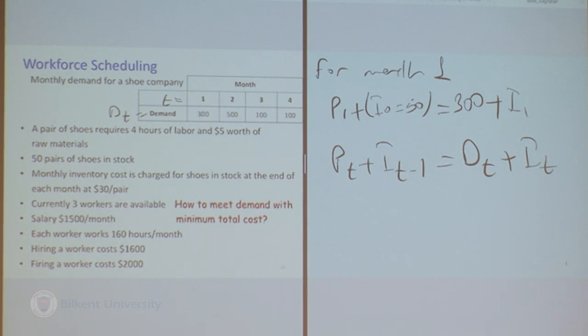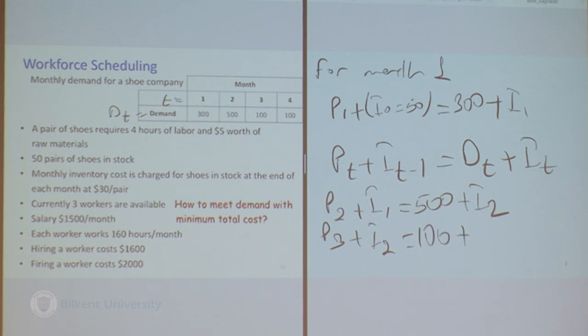This is really important. So if we write it in an open form, the P1 is already here. For example, P2 plus inventory 1 should be equal to 500 plus inventory that's going for the next month. Then production in 3 plus the inventory coming from the previous month should be equal to 100 plus the inventory I'm carrying out for the next term.